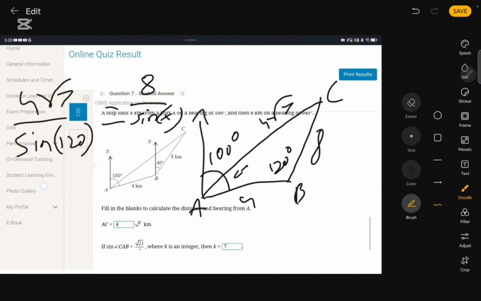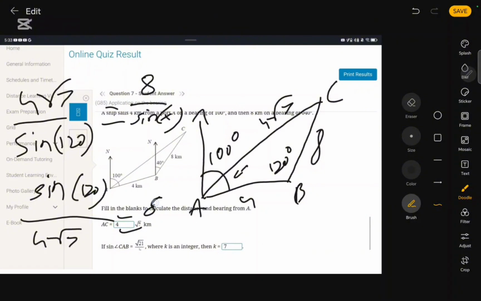Now you could also do sine 120 over 4 radical 7 equals, oh my bad, sine x over 8. Either way, you're gonna get the same answer, so it doesn't matter as long as you have the same ones on the numerator. So if sides on numerator here, sides on numerator here, if angles on numerator here, angles on numerator here. Okay, so it doesn't matter at all.